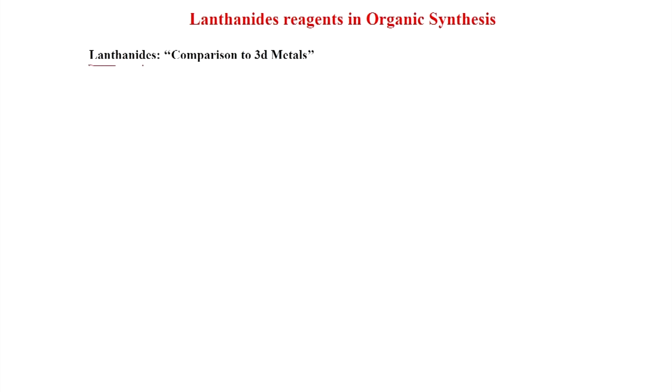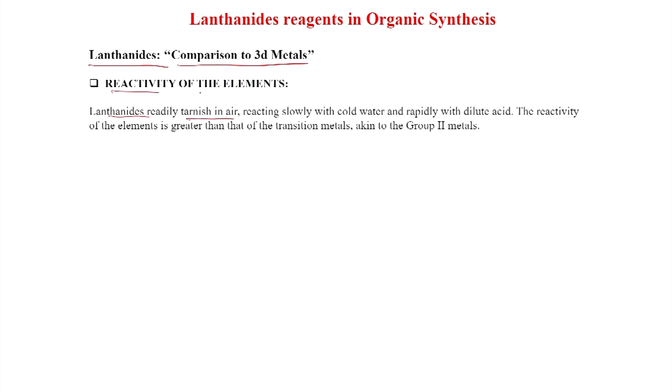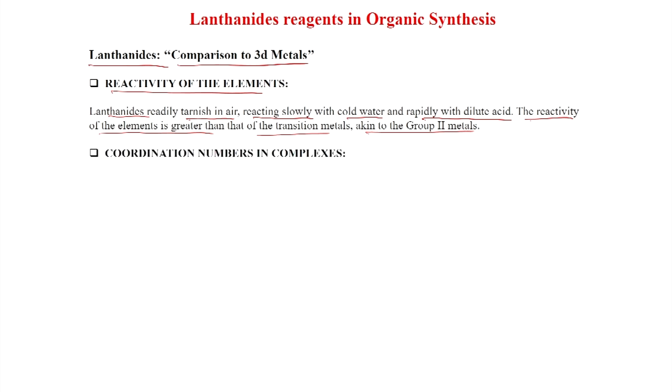Now we will discuss lanthanides in comparison to 3d metals. This is the reactivity of the lanthanide elements. They readily tarnish in air, reacting slowly with cold water and rapidly with dilute acid. The reactivity of the elements is greater than that of the transition metals, akin to group 2 metals. So they are quite similar to group 2 metals, and their reactivity is also sometimes similar to group 2 metals.